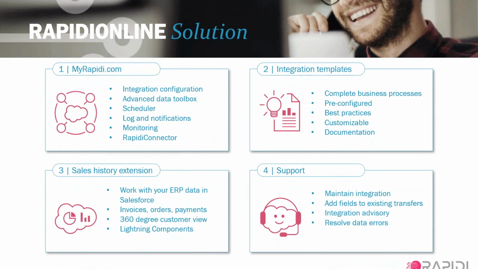We all know we can build lots and lots of error trap mechanisms to prevent errors from happening, but users are users and they will do whatever they want to do. So when that happens, most of the time when we see an error in the RapidiOnline transfers, it's related to something going wrong with data. And then we can handle that sometimes through Rapidi, sometimes through validation rules in Salesforce, and other different ways.